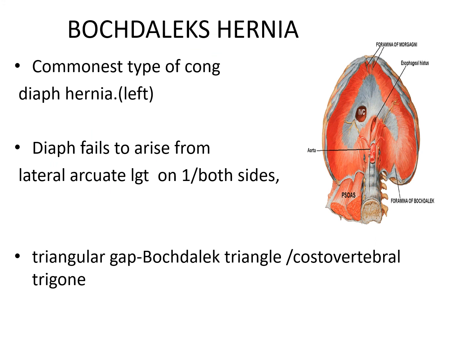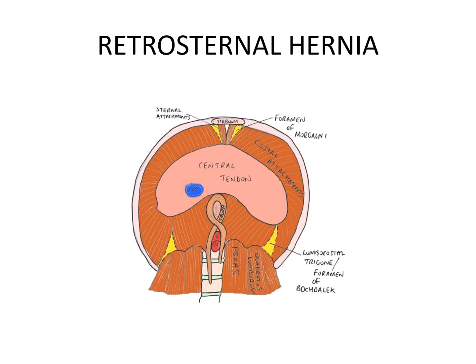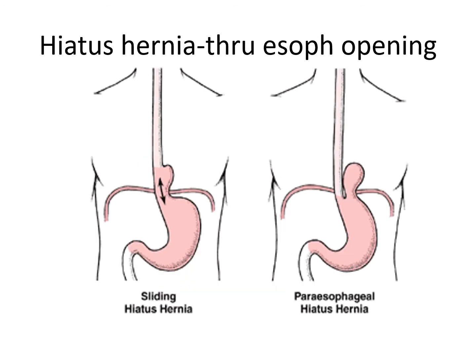The commonest type of congenital diaphragmatic hernia is Bochdalek's hernia, and it is more common on the left side because the right pleuroperitoneal membrane closes early. Here the diaphragm fails to arise from the lateral arcuate ligament on both sides or on one side. So there is a triangular gap that is called Bochdalek's triangle or the costovertebral trigone. Then we have the retrosternal hernia, that is when the space of Larrey is enlarged, so that is called the foramen of Morgagni. Through this gap, the abdominal contents will usually herniate into the thorax. Usually it is the transverse colon or omentum.